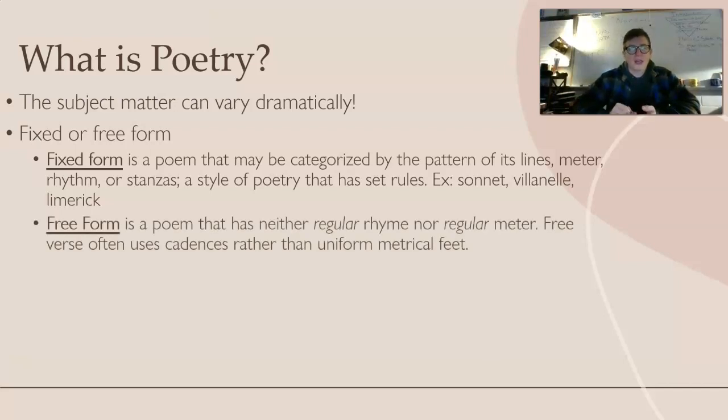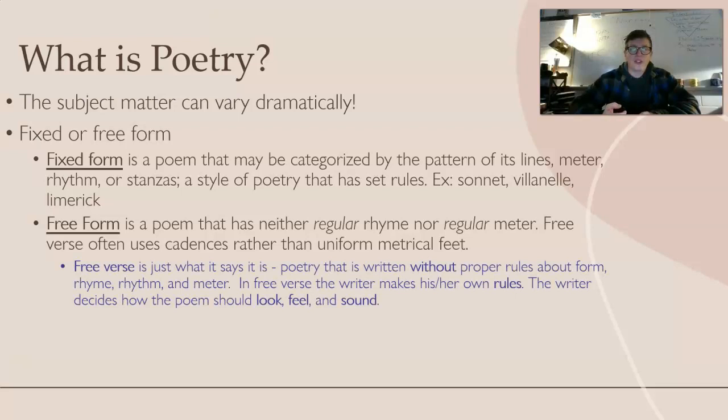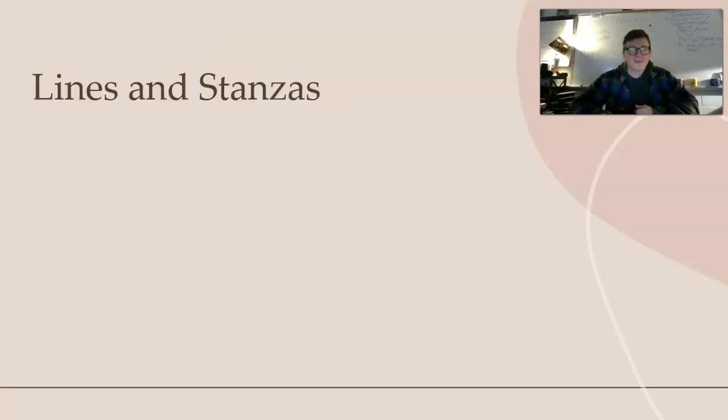And there's free form. Free form is a poem that has neither regular rhyme nor regular meter. Free verse often uses cadences rather than uniform metrical feet. If you listen to any spoken word poetry or slam poetry, those tend to be more free form. Free verse is just what it says. It's poetry that is written without proper rules, without form, rhyme, rhythm, meter, anything. Bob Dylan writes a lot in free form. If you ever listened to Bob Dylan, even though he's old, I loved him.